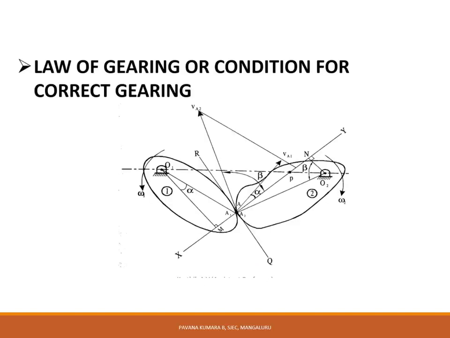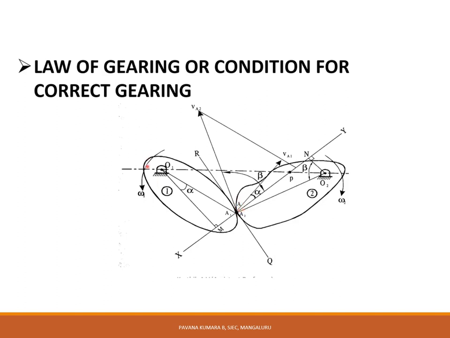So the first one is the law of gearing, or the correct condition for correct gearing. This is very important. Here O1 as well as O2 are the two bodies. Two bodies meet at one point, and that point is denoted by capital A.